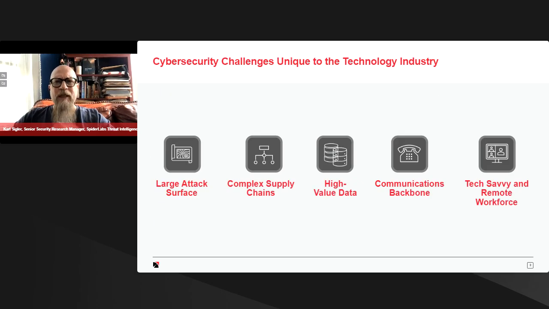And there are very specific, unique risks involved with the technology industry. First one being large attack surface. So there tends to be a very large attack surface when it comes to these technology organizations. They are getting larger and larger by the day with global growth, acquisitions, mergers, et cetera.